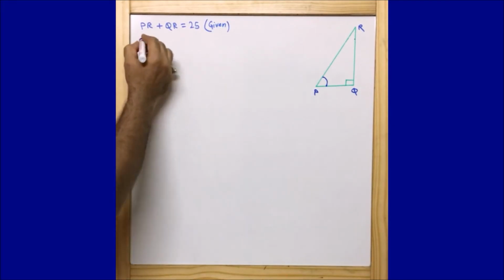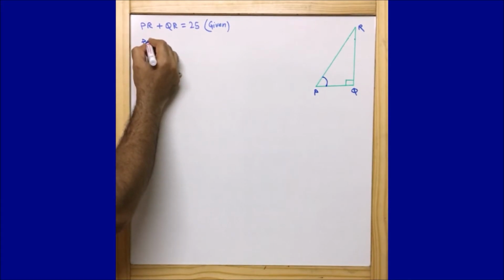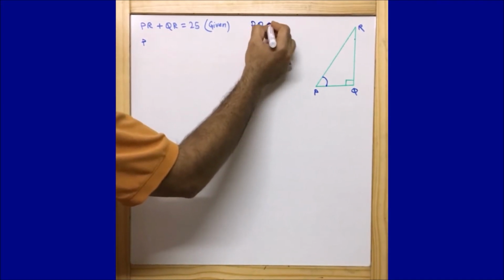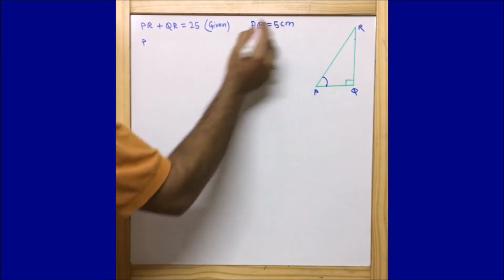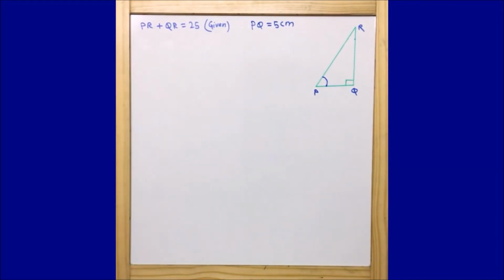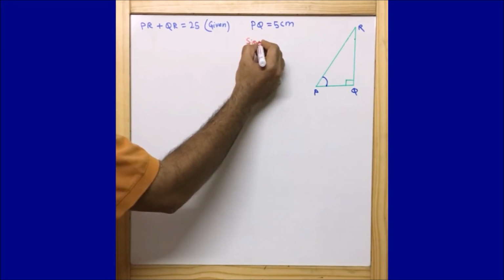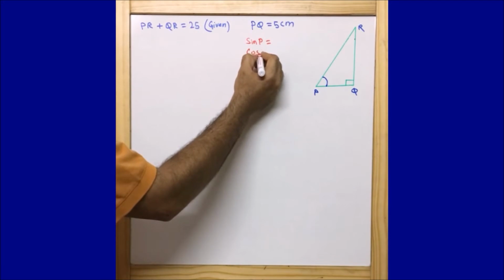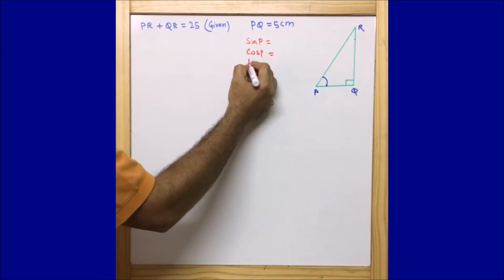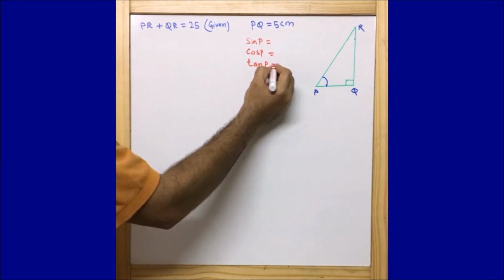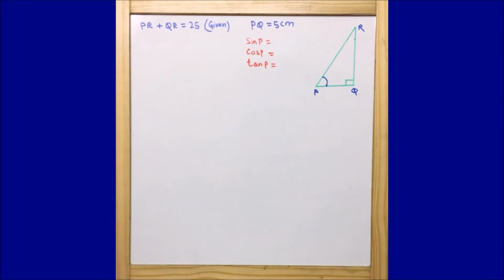The other thing that is given is PQ is equal to 5 centimeter. So these are the things that we know. And what is the ask? The ask is that we need to find out sin P, cos P and tan P separately. So we need to find out sin P is equal to how much, cos P is equal to how much and tan P is equal to how much. These are the three things that we need to find out. Now let us move forward with what is being given in the question.